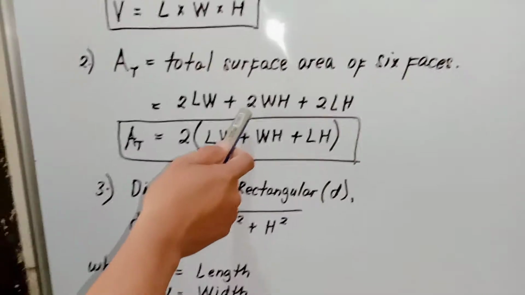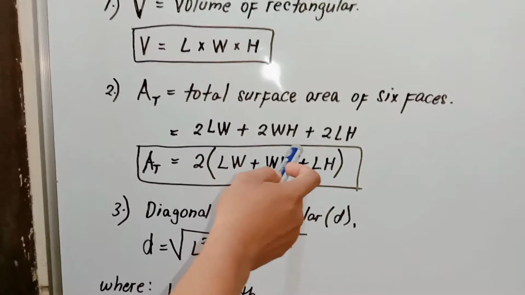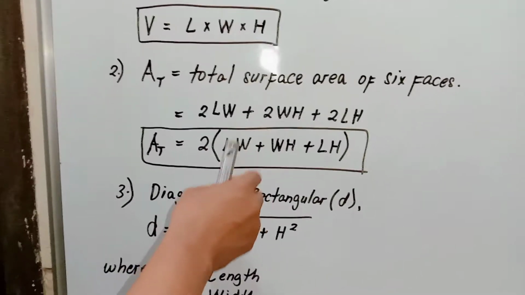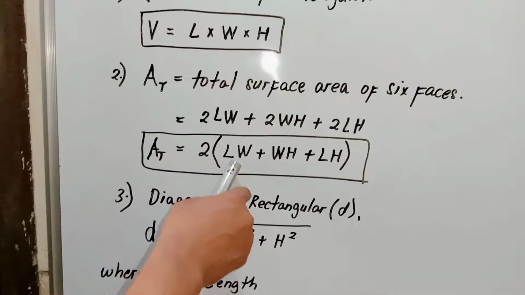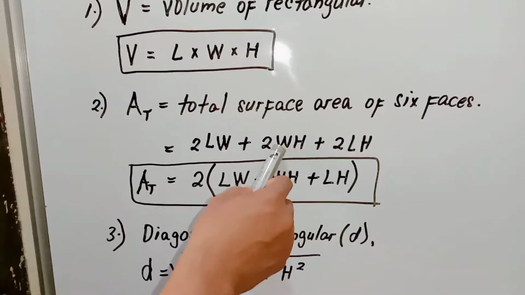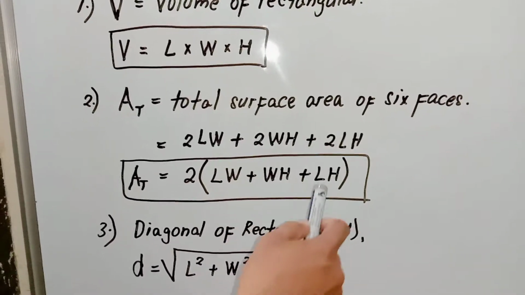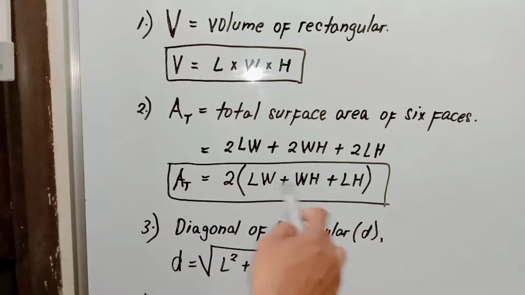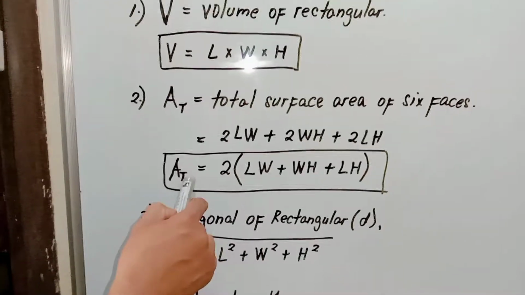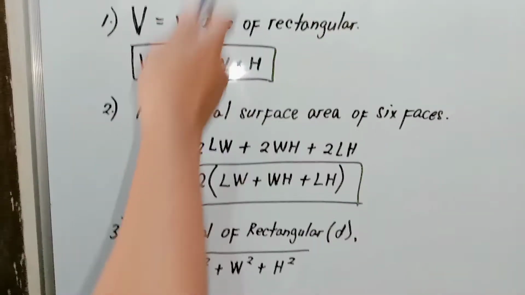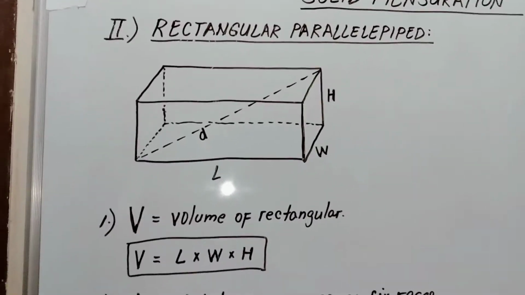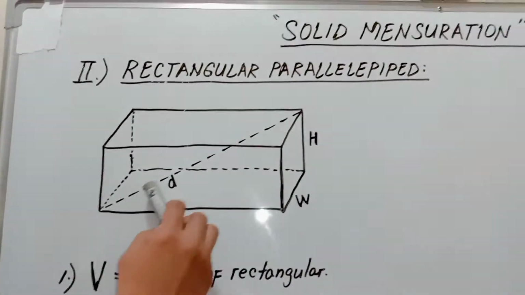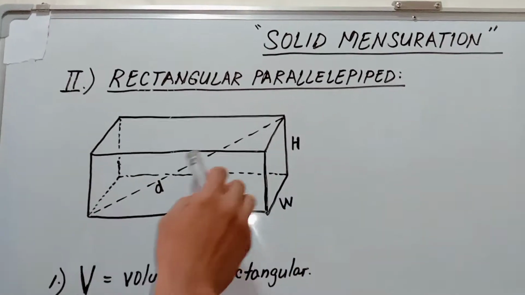So to simplify this expression, as you can see here, we have a common factor of 2. So expressing this, 2 times the product of length times width plus the product of width times height plus the product of length times height. So the sum of these three products times 2 will become the total surface area of the rectangular parallelepiped, or the six faces.